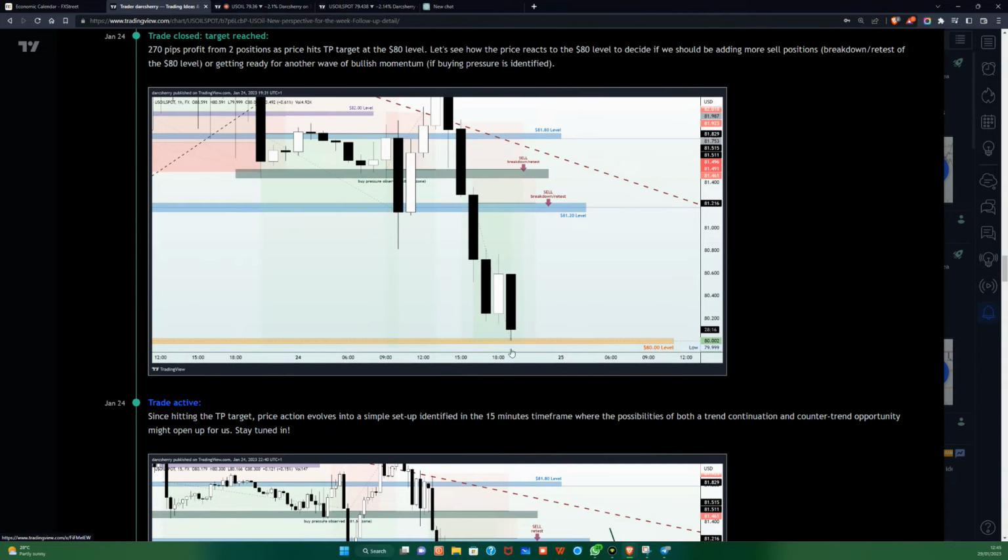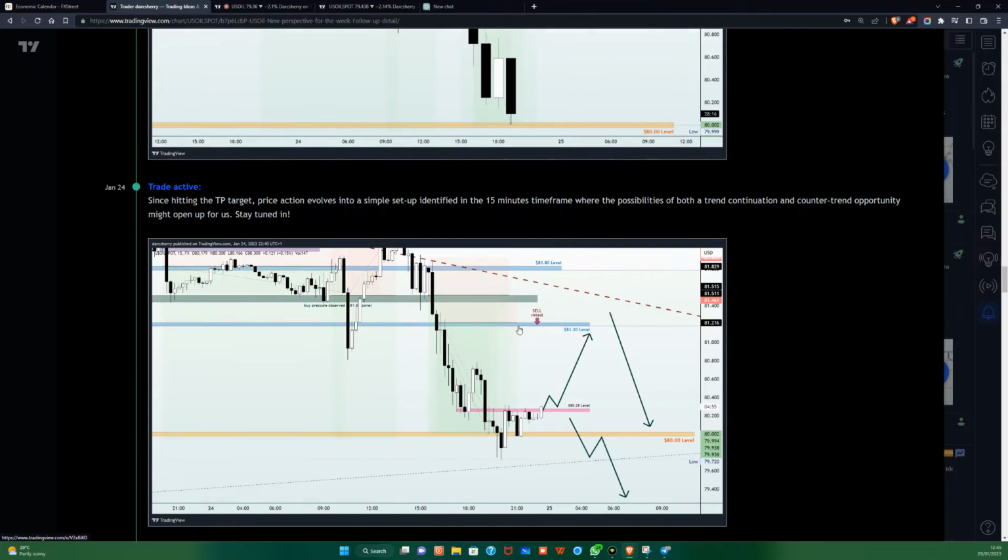And then we waited to see how price action will react to the $80 level to decide what our next line of action will be. How are we going to be buying? How are we going to be selling if price breaks down the $80 area?